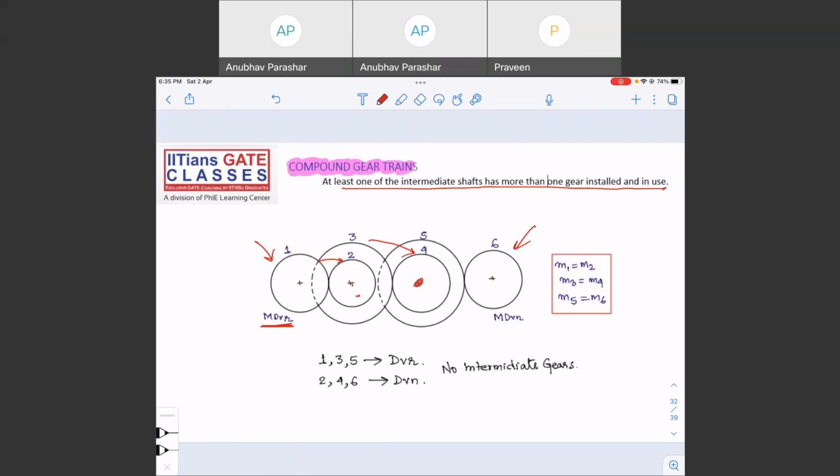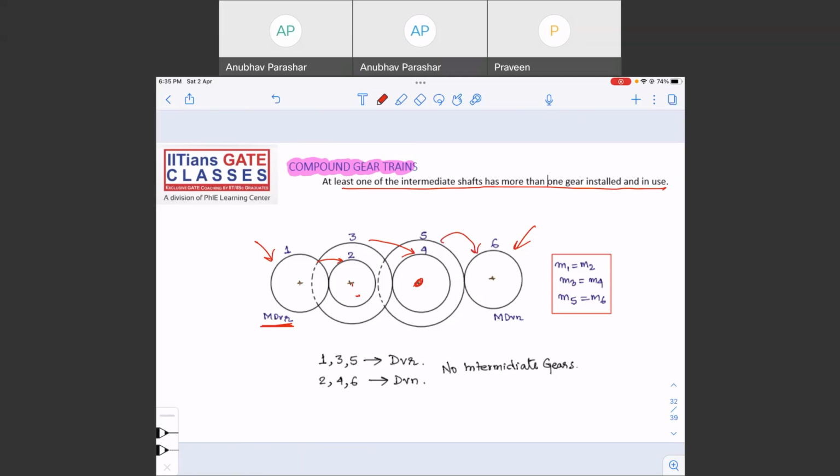If 3 rotates, 3 will drive gear 4. And now if gear 4 rotates, the shaft on which gear 4 is mounted will rotate. And if that shaft rotates, definitely gear 5 will rotate, right? Because gear 5 and gear 4 are on the same shaft. And if 5 rotates, 5 will actually rotate gear 6, right?